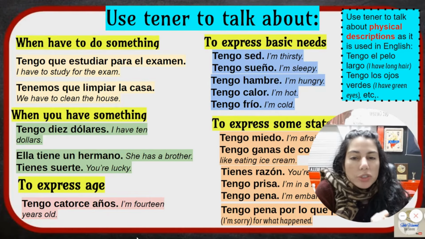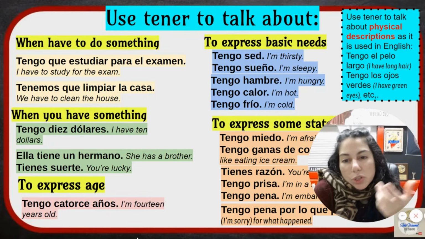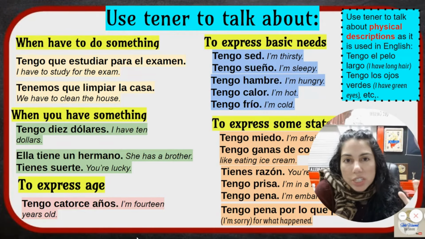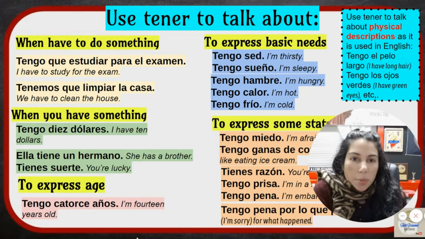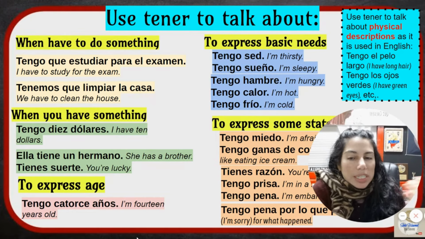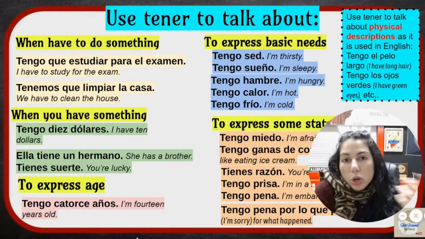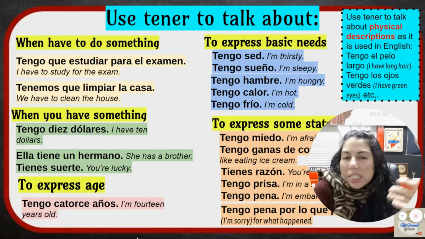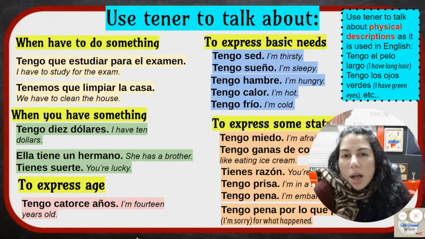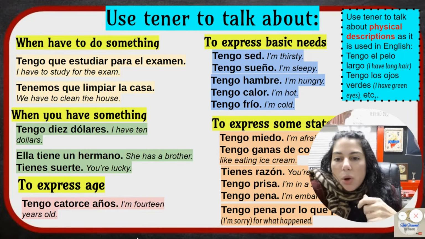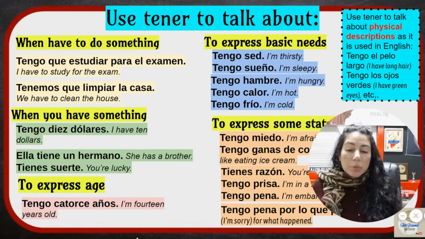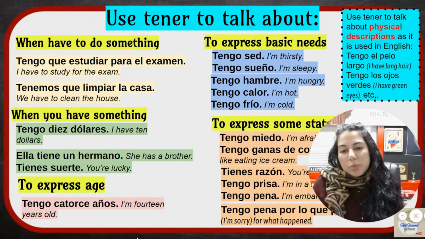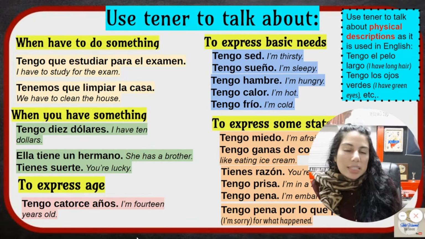And then you also use tener when you have something. Just like in English, you say, I have $10. I have this in my pocket, or whatever. So tengo $10. Tengo dos lápices. Tengo dinero. Tengo manzanas, or whatever. Or ella tiene un hermano. When you're talking about, like, if you have siblings, just like in English, you say, I have a brother. She has a brother. Ella tiene un hermano.